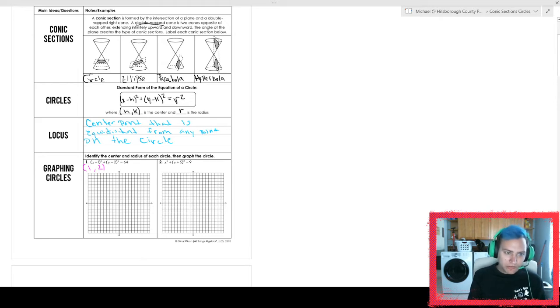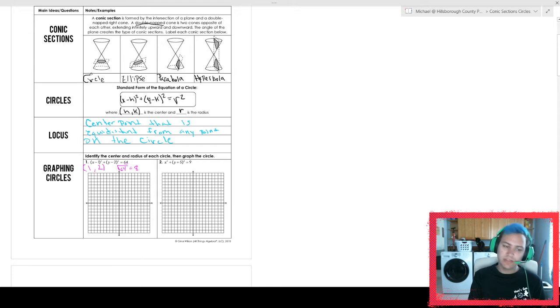The radius is coming from right here. This number right here represents the radius. But what's important is that that number represents r squared. So we have to find what r was to make 64. Well, that's pretty easy. Then we just take the 64 and square root it, and we get 8. So I know that the radius is 8.